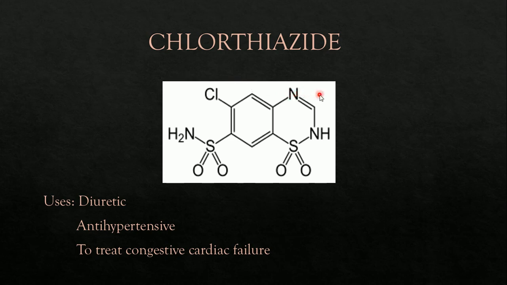Thiazide and thiazide-like diuretics examples are chlorothiazide. Here the basic nucleus we have to remember is it is a 6-membered ring containing sulfone and 2 nitrogens at 2nd and 4th position, and it is a 6-membered ring. This thiazide group is fused with benzene, that is benzothiazide, and chlorine group is present at this position. Chlorine group is present at 6th position. At 7th position contains sulfonamide group. Uses are it is a diuretic, it is an antihypertensive, and it is used to treat congestive cardiac failure.